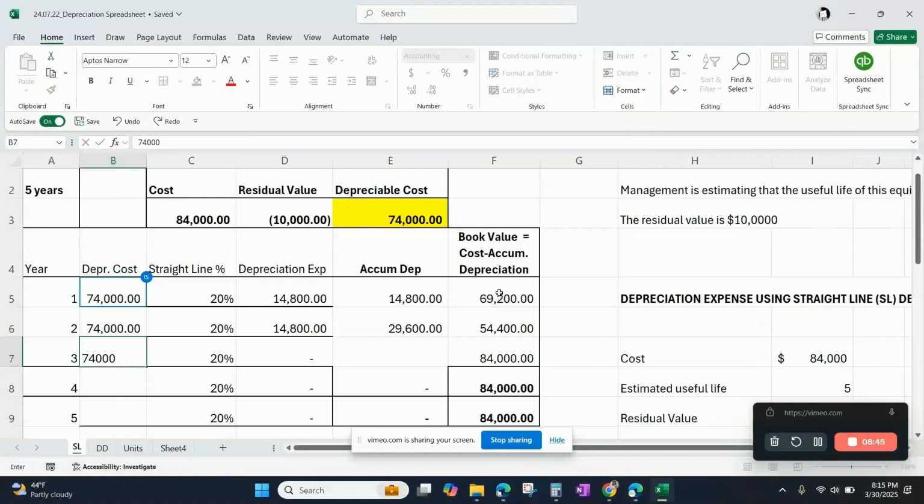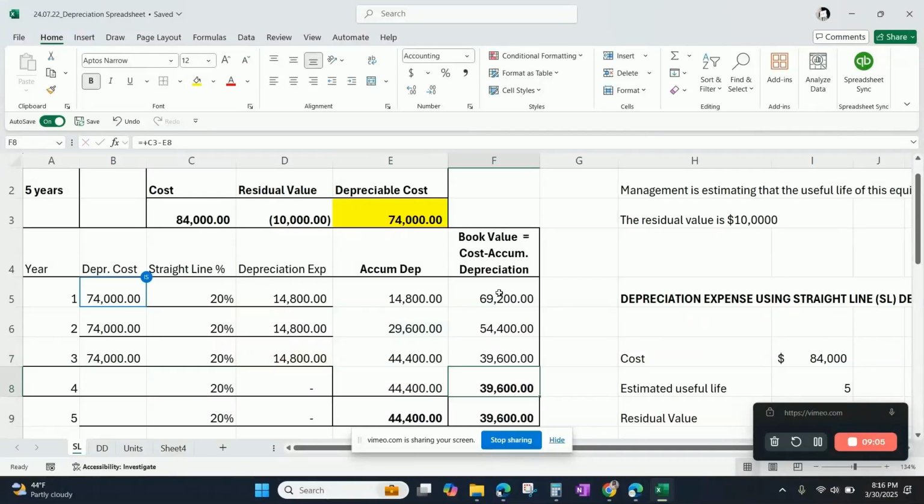Now, the depreciation expense for the third year, as I said before, is multiplied by 20%. The depreciation expense will be the same. The accumulated depreciation is the accumulated depreciation of the second year plus the depreciation expense for the third year. $39,600 will be the book value: $84,000 minus accumulated depreciation of $44,400. Fourth year follows the same pattern, and we get an accumulated depreciation for the fourth year of $59,200, which is the result of adding the accumulated depreciation for the third year plus the depreciation expense for the fourth year. Now the book value is $24,800.